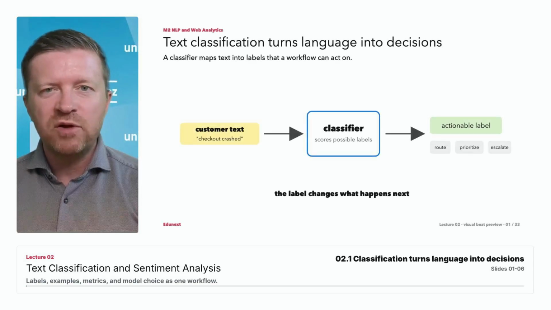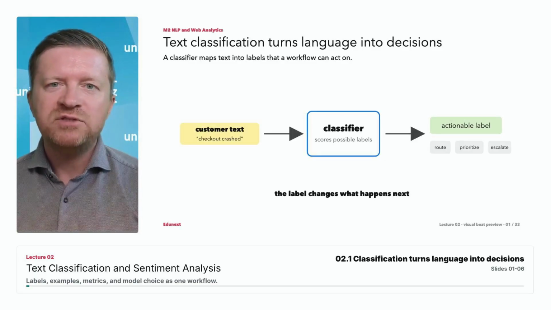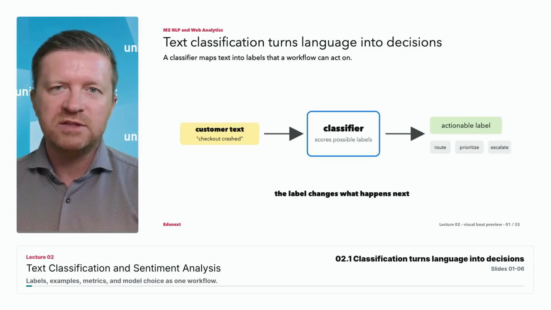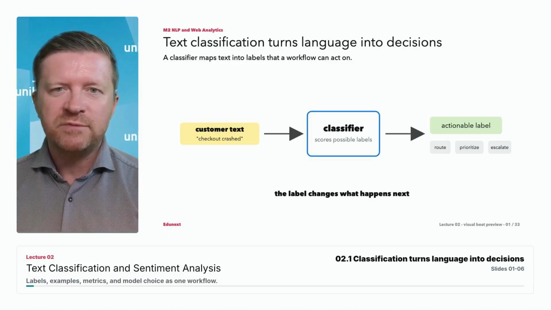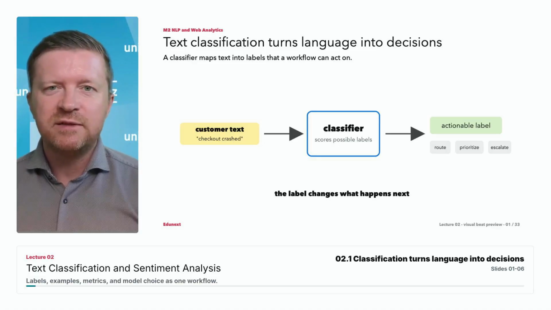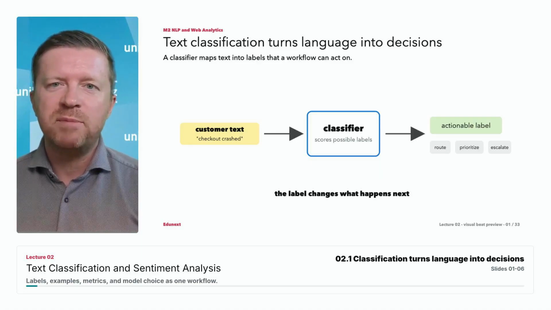Let's start with a very practical problem. Suppose a company receives thousands of customer messages every week. Some messages are about delivery, some are about billing, some describe a bug, some are from customers who may be about to cancel. If a human team had to read all of these messages one by one, the workflow would be slow and inconsistent. Text classification is one way to make this workflow more systematic.